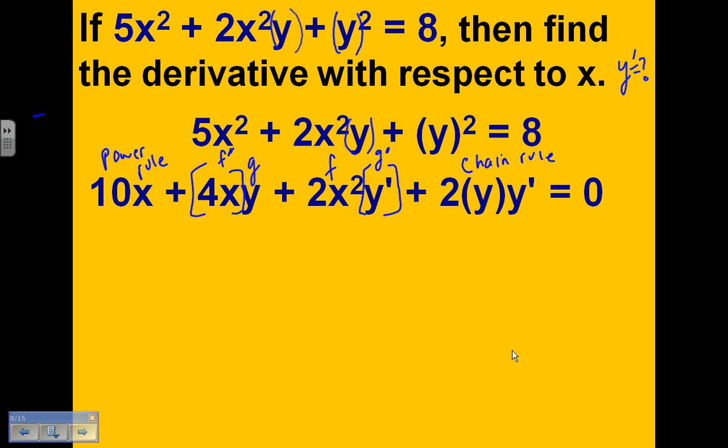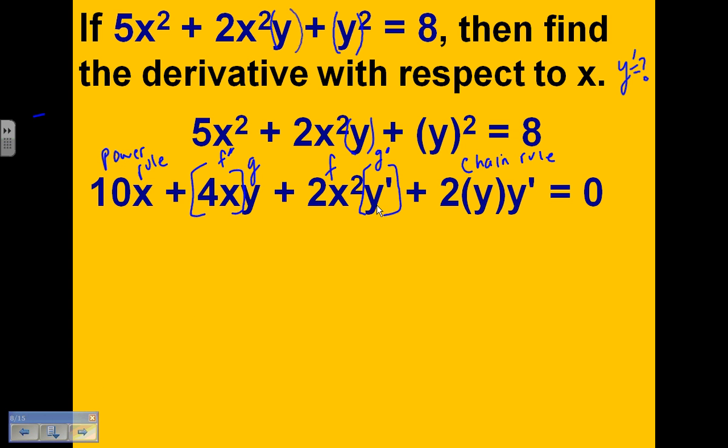Now we got to take those 4 terms and solve them for y. Okay? This gets kind of confusing, but if you stick with it, it's fine. Also, you got student solutions to help you through this on the weekend if you need it. And I'll be back next week to answer questions. All right, 10x, 4x, y, 2x squared y, y prime, plus 2y, y prime.